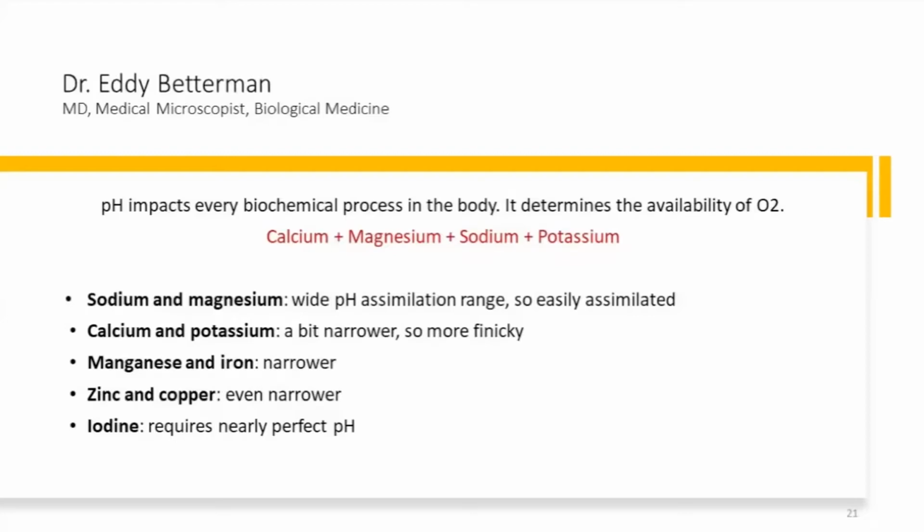So this is kind of interesting here. With sodium and magnesium, if we have a wide pH assimilation range, it's still really easy to drink that in. Calcium and potassium, their range to accept nutrition, etc., is a bit narrower, so it's a bit more finicky. So that pH needs to be a little bit more balanced so you get full use of those minerals. Manganese and iron, it gets narrower, and with zinc and copper, even narrower. Iodine, which is so quintessential to the function of the thyroid, requires nearly perfect pH.